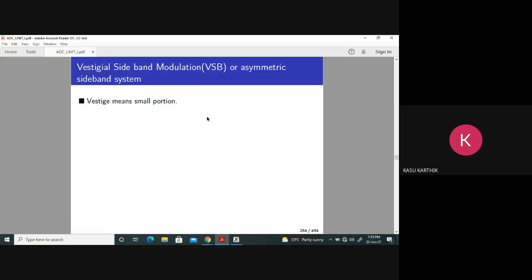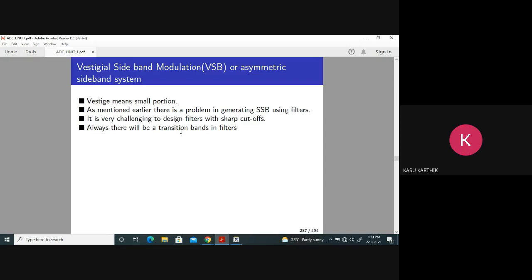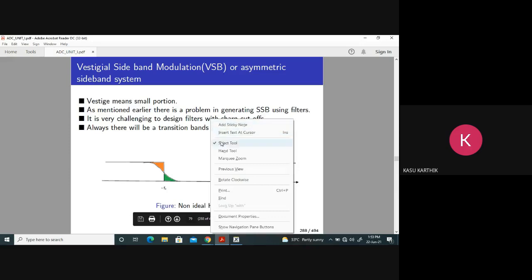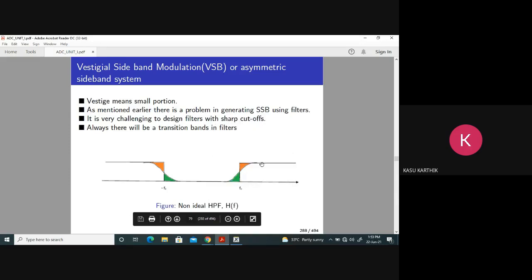A small portion. As mentioned earlier, the problem with SSB is we need ideal filters with sharp cutoff frequencies. It is very difficult to design ideal filters, because practical filters will have transition bands, something like this. This is the sharp cutoff frequency, but this is the gradual roll-off. Practically, you will get like this, not like this. Whenever the filter has some roll-offs or transition bands, what happens?